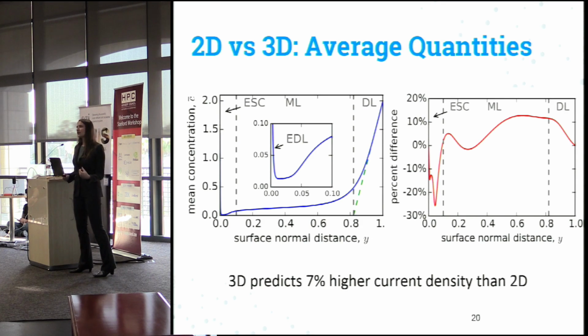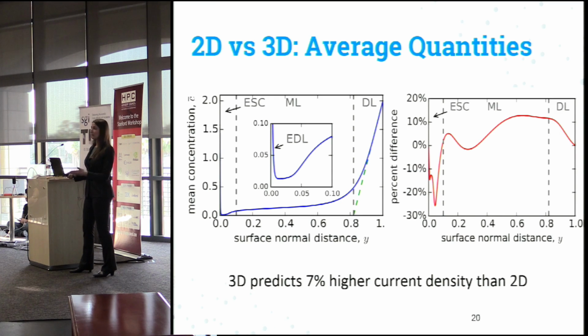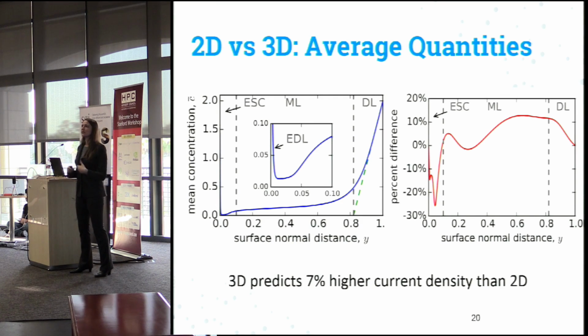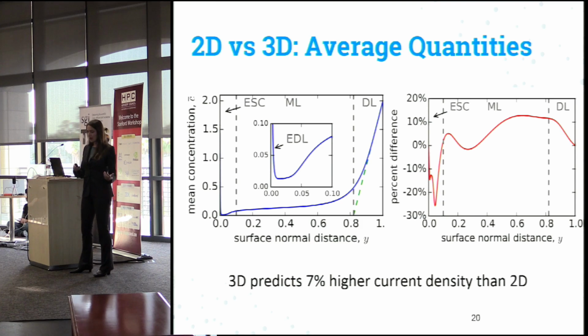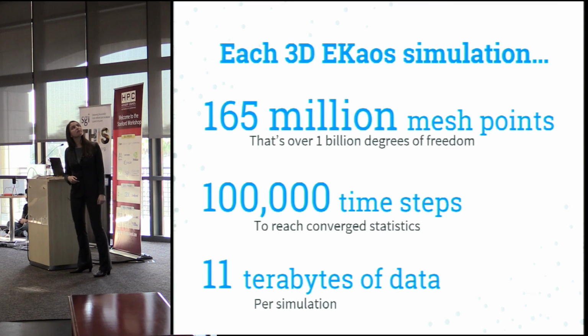So what that indicates to us is that even though 2D simulations do a significantly better job than the 1D theory, it's still important to go the full length and run these high-performance 3D simulations in order to truly inform us on being able to predict these mean quantities accurately. So one example is the 3D predicted the current density 7% higher than 2D, which doesn't sound significant, but if you're desalinating hundreds of millions of liters of water per day, having a 7% improvement in the prediction of the current density can actually lead to a lot of cost savings.